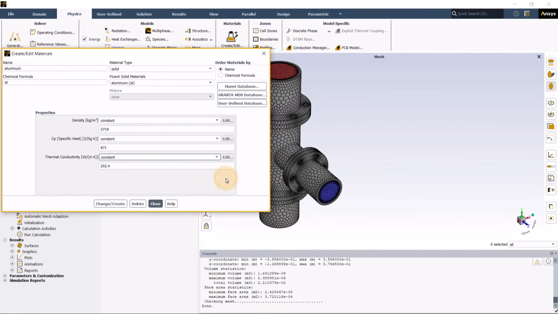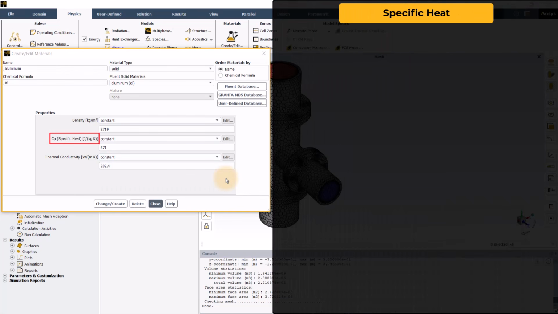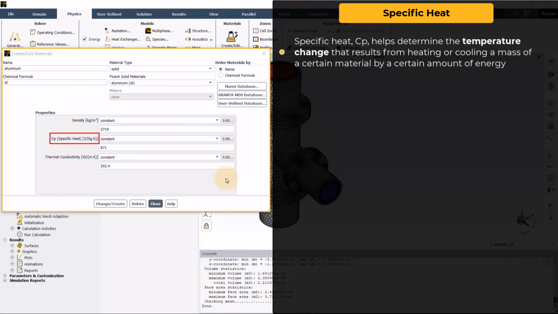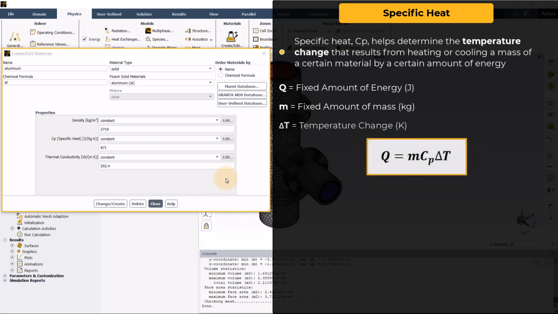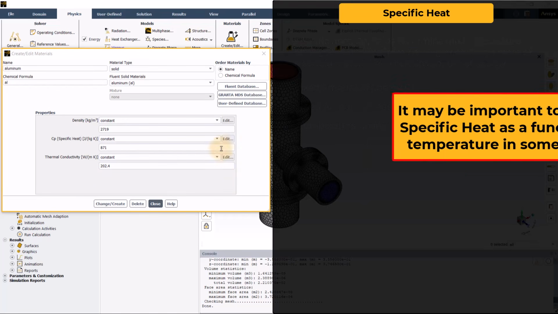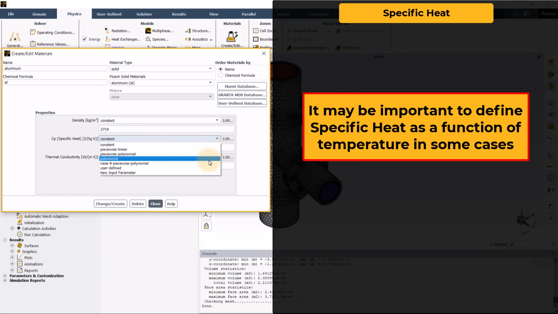Specific heat is important because it helps determine the temperature change that results from heating or cooling something by a certain amount of energy. For example, if you add a given amount of energy Q to a mass m of a material, which could be a gas or a liquid or a solid, the temperature in that mass will change according to the amount of energy and the specific heat. As with thermal conductivity, for some problems it can be important to define the specific heat as a function of temperature.